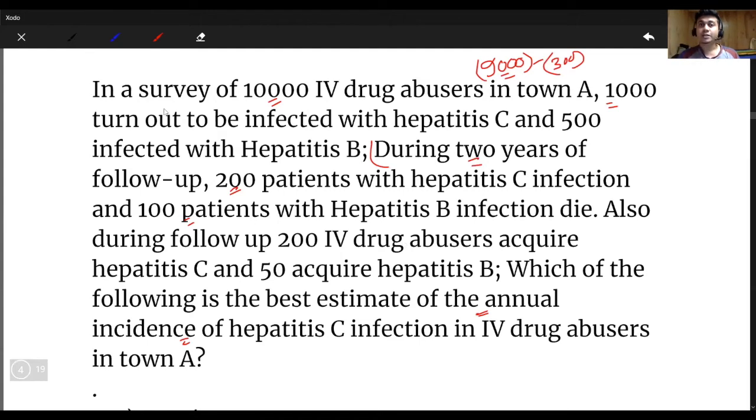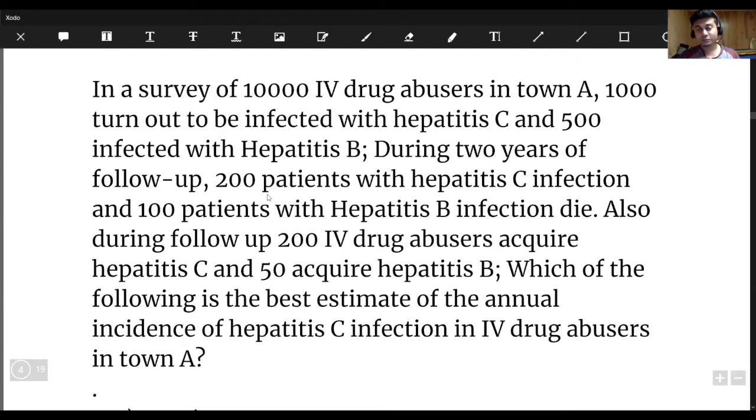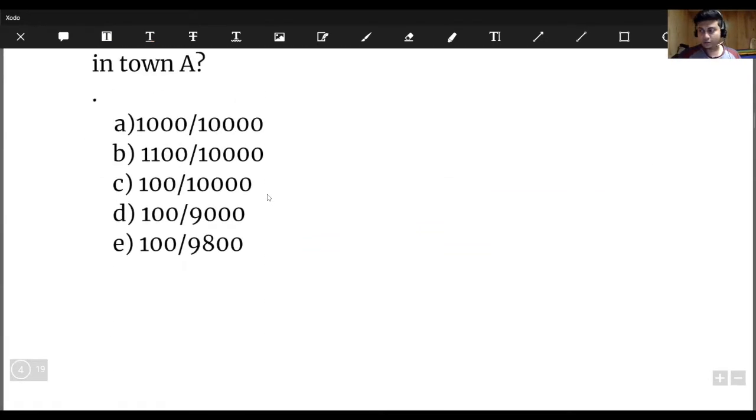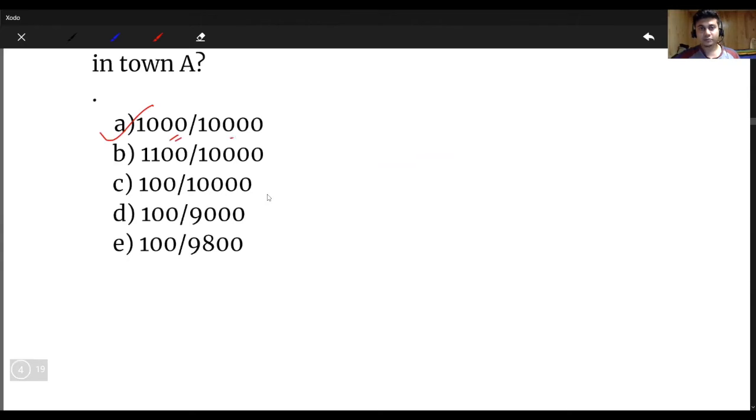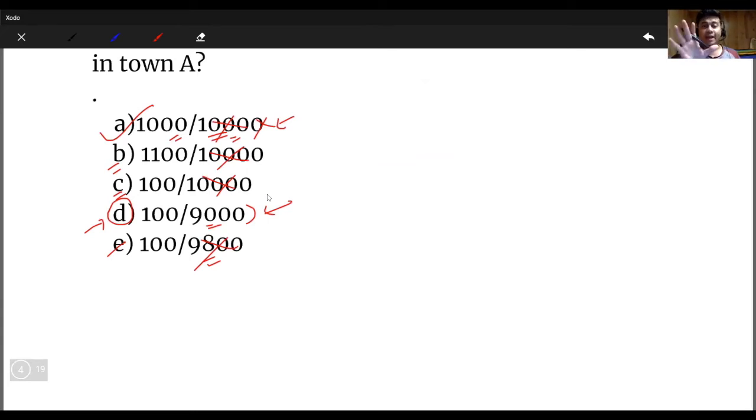Now, 9,000 is your risk population. Let's see if you have anything like 9,000 or 8,700. In your options, you have 1,000 divided by 10,000. It won't be the answer because this denominator is not representing the people at risk. Option B, denominator not representing. Option C, denominator not representing. Option E, denominator not representing. Only option D is showing this denominator as your best estimate.